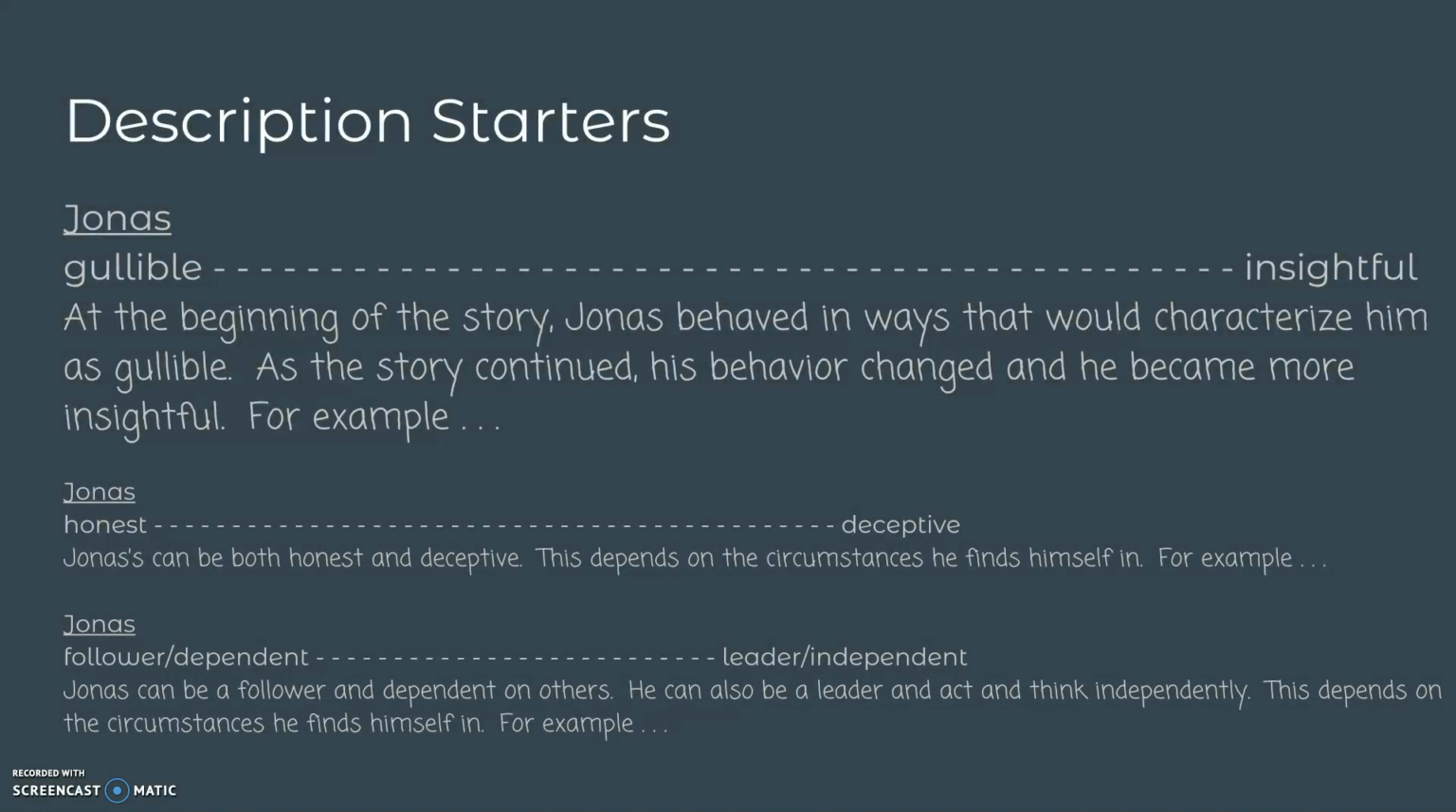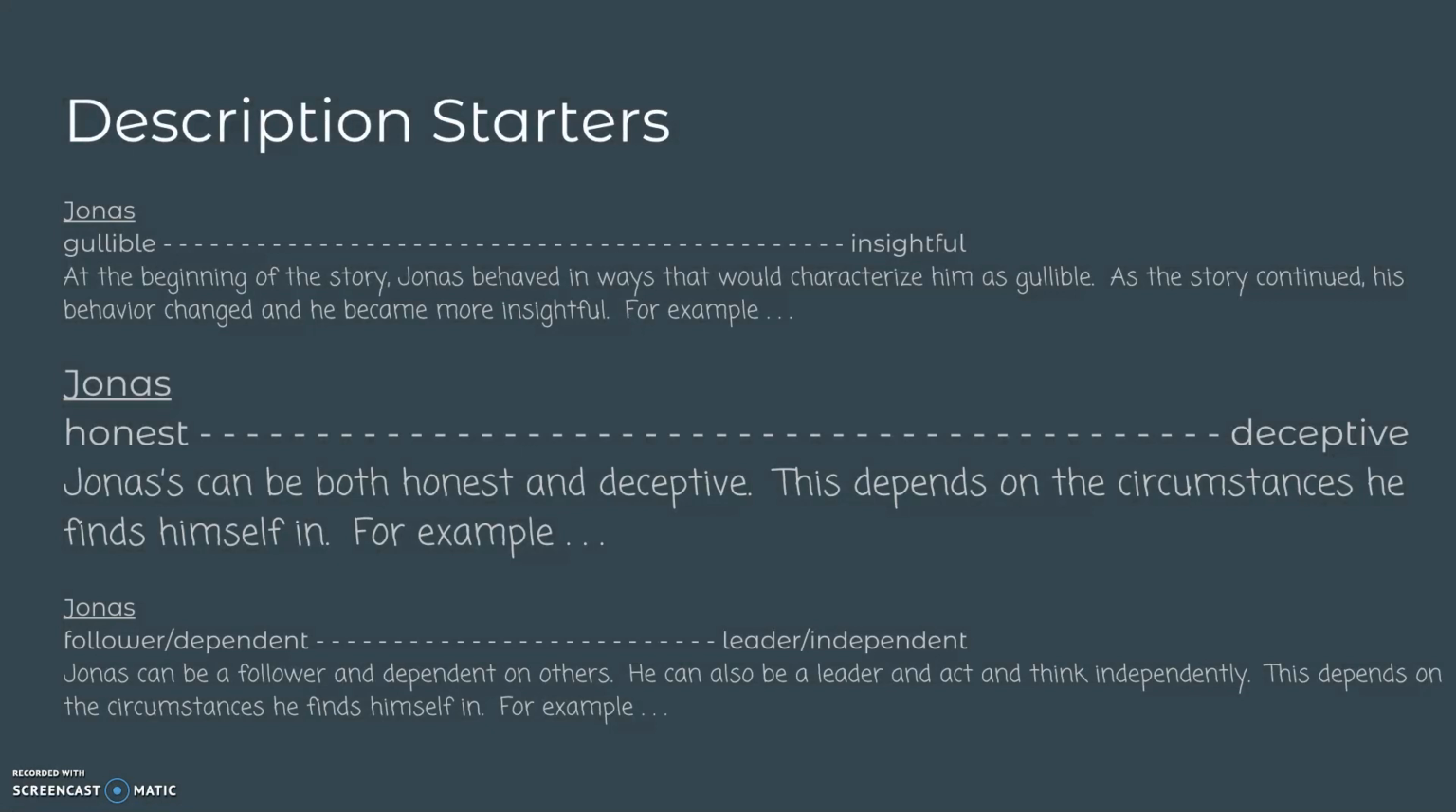For example, if you chose to write about how Jonas can sometimes be gullible and is sometimes insightful, you might begin by saying, at the beginning of the story, Jonas behaved in ways that would characterize him as gullible. As the story continued, his behavior changed and he became more insightful, for example. And then you would have to give examples of how Jonas was gullible, how he was slightly less gullible, and examples of how he was insightful. Remember, you need to write an entire page.